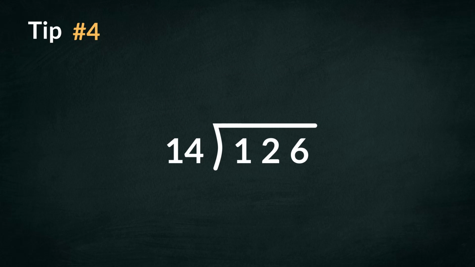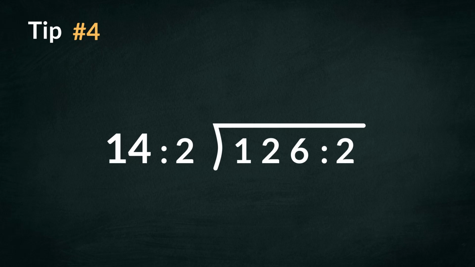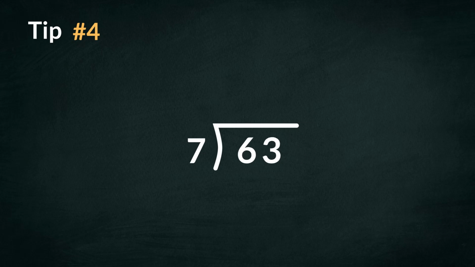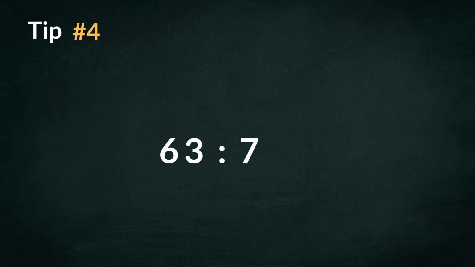Here's how we can simplify this problem. Why don't we divide both the dividend and the divisor by 2? 14 divided by 2 equals 7, and 126 divided by 2 equals 63. Now the problem has become 63 divided by 7. If you remember the multiplication table, 63 divided by 7 equals 9. So you're probably wondering why this tip works.